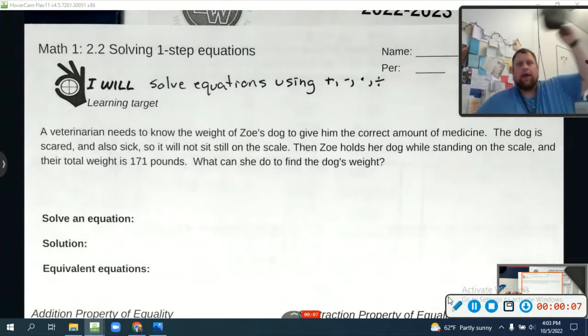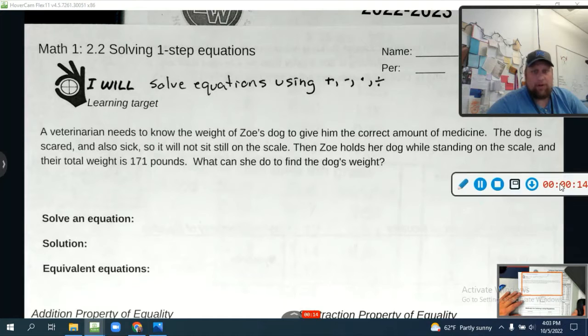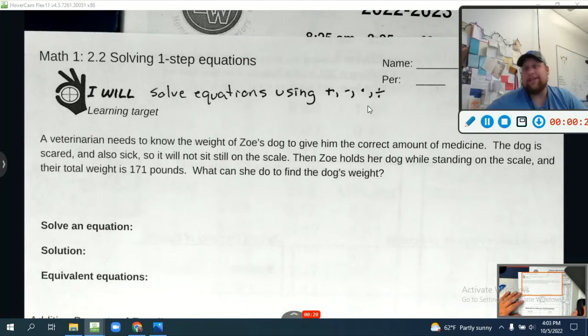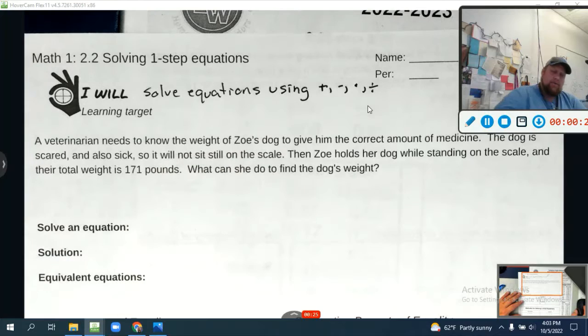Looking for my hat. We are on Math 1, 2.2, solving one-step equations. Your learning target today is: I will solve equations using plus, minus, multiply, and divide. I guess you could have said addition, subtraction, multiplication, division. That sounds better. Go ahead and take a minute, read through this problem. See if you can come up with a good solution to it.